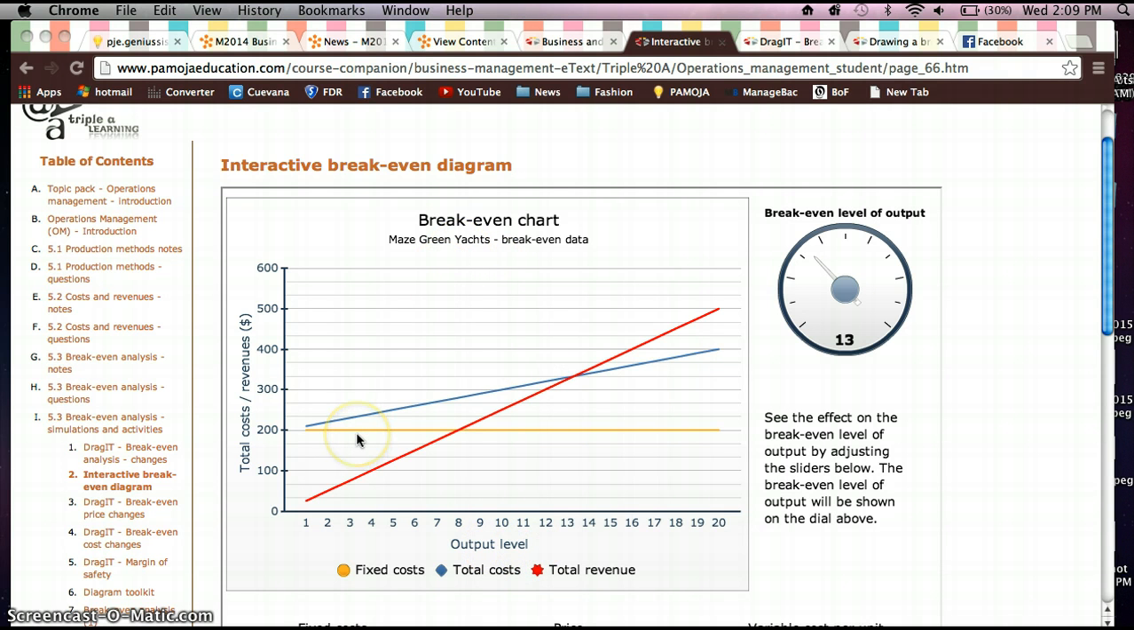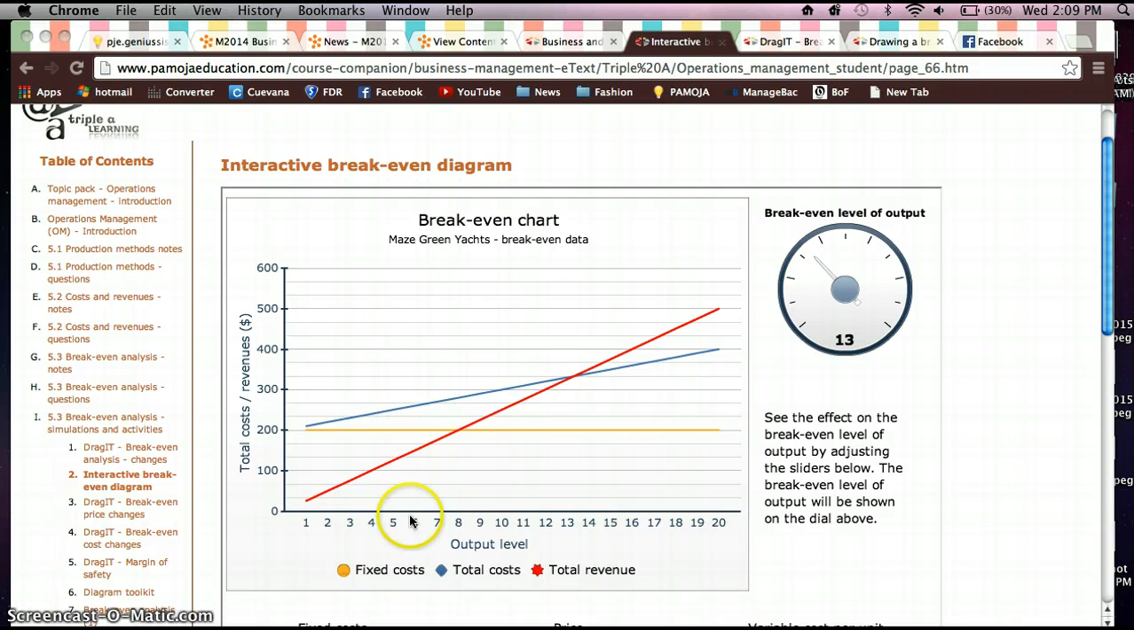To begin with, the fixed cost, which is this horizontal yellow line, will always remain horizontal because they are expenses that are not dependent on the goods and services being produced, in this case the yachts. For example, we have rents and salaries that are only paid monthly or annually in some cases. In the case of the total cost, which is this blue line over here, it is the sum of the fixed cost plus the variable cost.